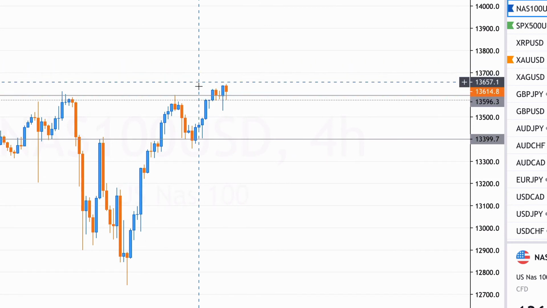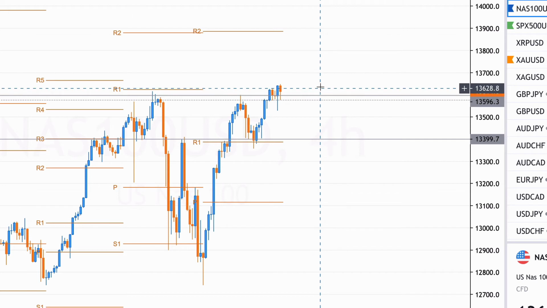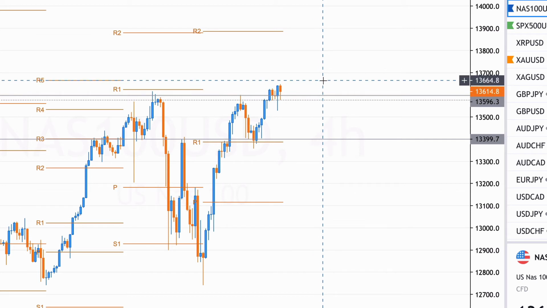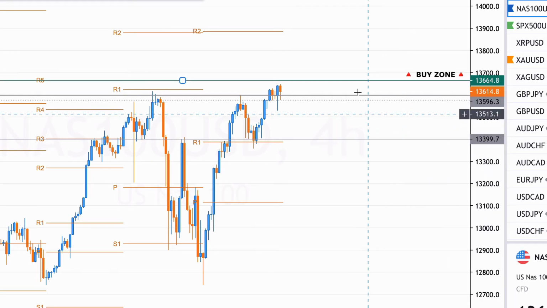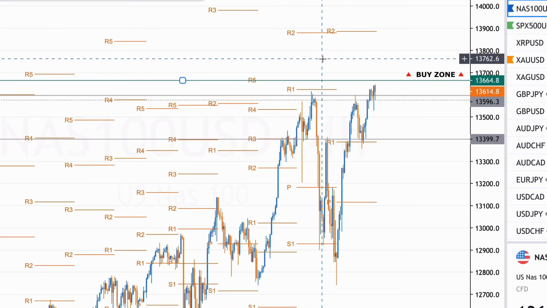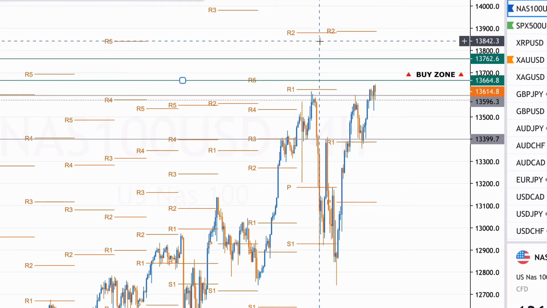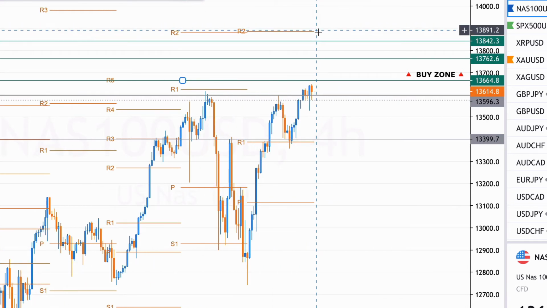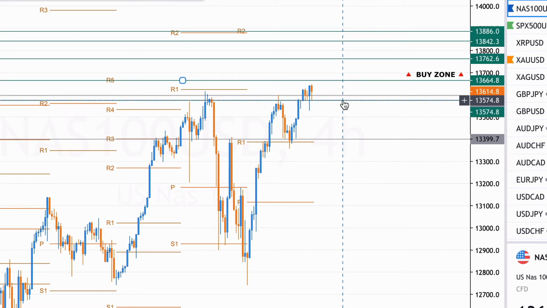So you're getting a push up on NAS. So let's bring out the pivots. So right here. If it breaks out, buy it. Sell zone is right where the low was. So if it breaks below, we're selling it.